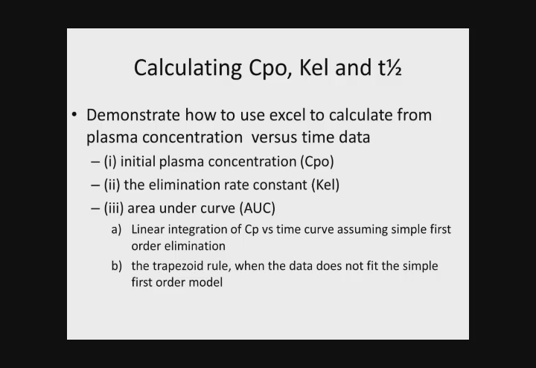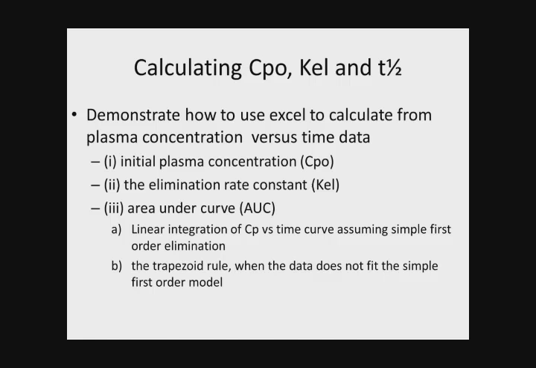Second, I'll describe how you calculate the elimination rate constant, which describes how fast your drug would be eliminated from the central compartment, from the plasma. And third is the area under the curve, which describes your exposure to a drug that is administered. And we could do that in two ways.